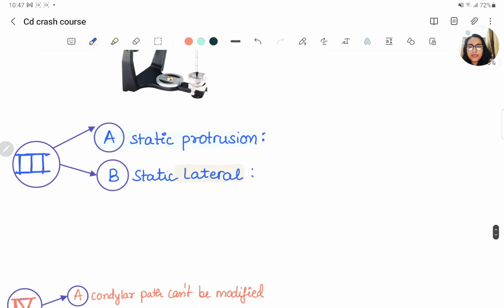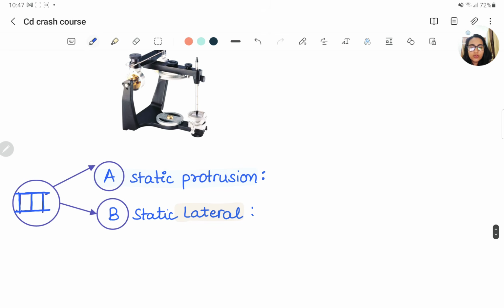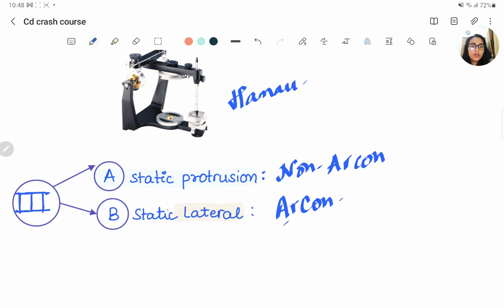So next one is the third one. Basically, the first one is based on vertical, the second is vertical plus horizontal movement, and the third one, we have the example as Hanau. So first of all, third A, we have static protrusion. In the static protrusion, it is non-arcon, examples being Hanau H and Dentatus. Static lateral, we have arcon type articulators like Ney and Teledyne. So arcon is the static lateral, non-arcon is the static protrusion.